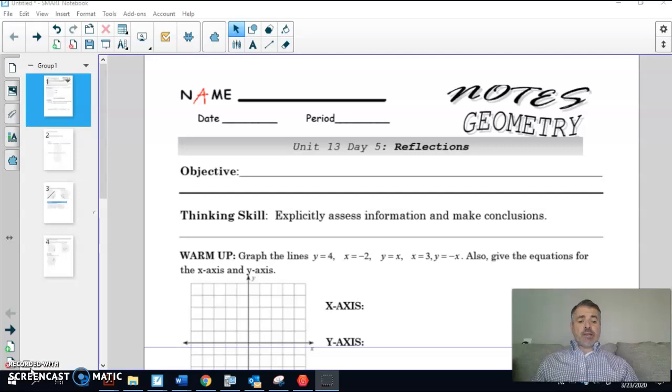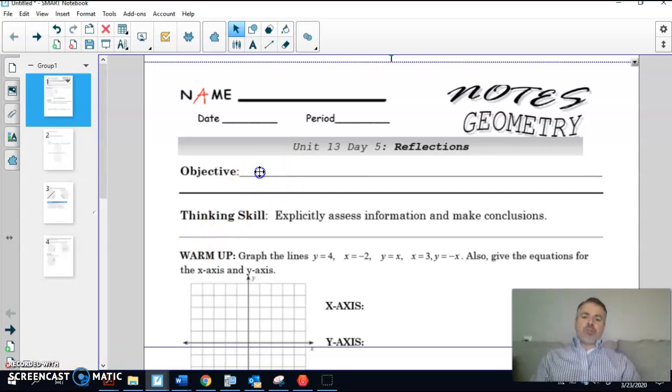Yesterday I sent you a lot of information about a new transformation called a reflection. Today we're going to continue on with reflections. Yesterday I only kind of introduced reflections using the x and y axis. Today we're going to get a little more deep into the different lines that we can use, which brings me to the objective here.